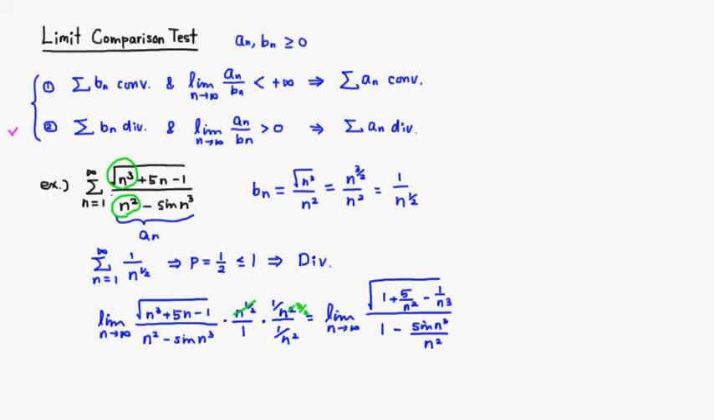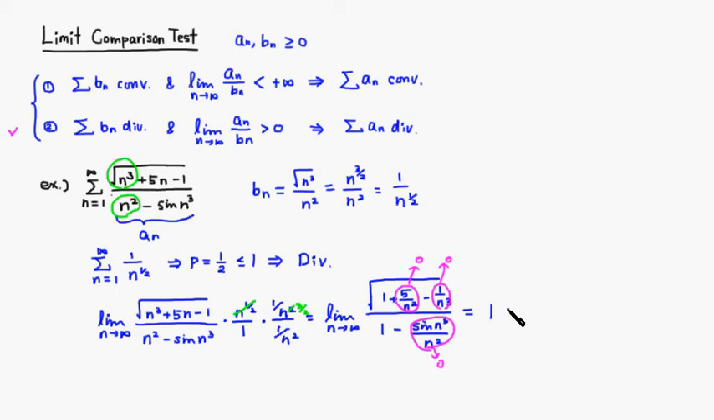This way we can evaluate it. As n goes to infinity, 5 over n squared goes to 0, and in the same way, 1 divided by n cubed goes to 0 as well. Here, the top is at most 1 and the bottom is getting larger and larger, so this also goes to 0. So this boils down to the square root of 1, which is 1 over 1. So the limit is 1.